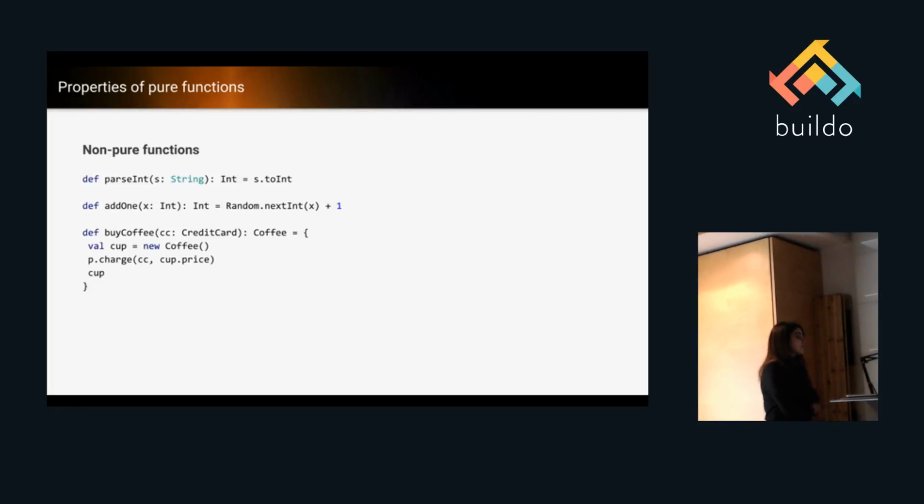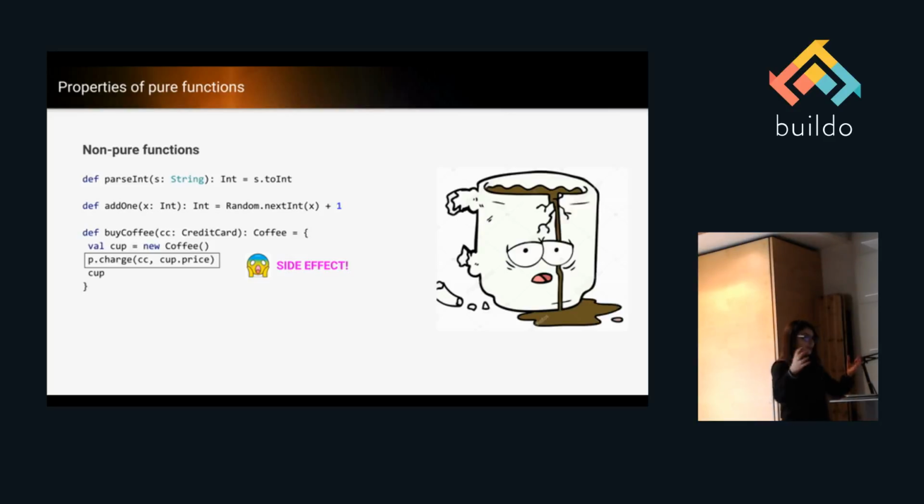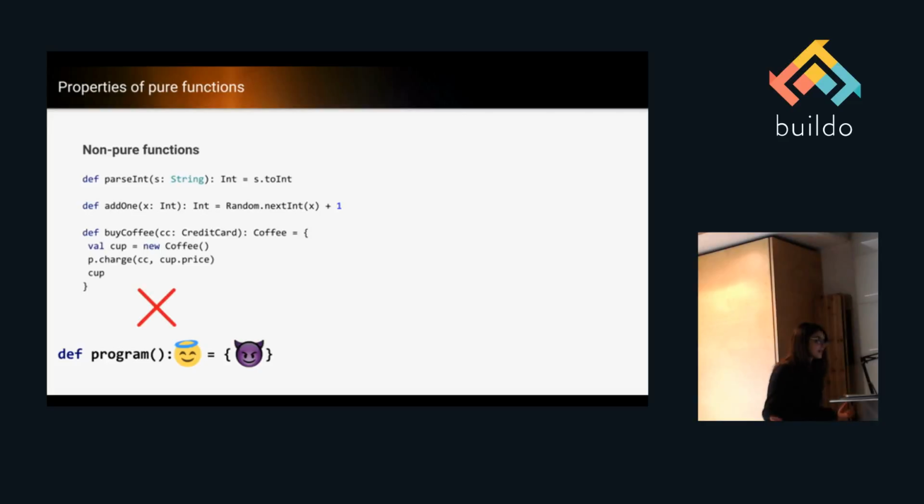And the third function, buyCoffee, we expect to have a cup of coffee. But inside this function, it will pay for the coffee besides returning the expected result. It's quite dangerous. Here is a side effect. We can even break the cup of coffee before returning it. So we can never trust a non-pure function.